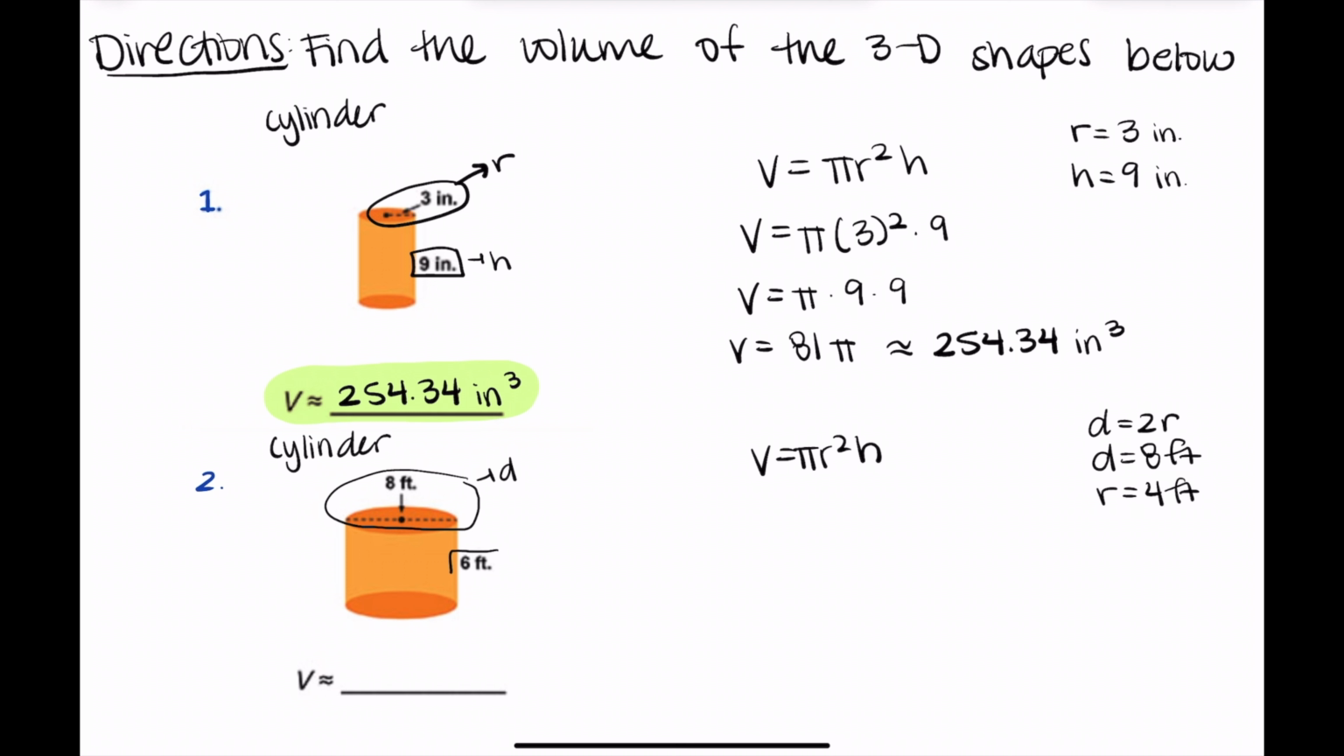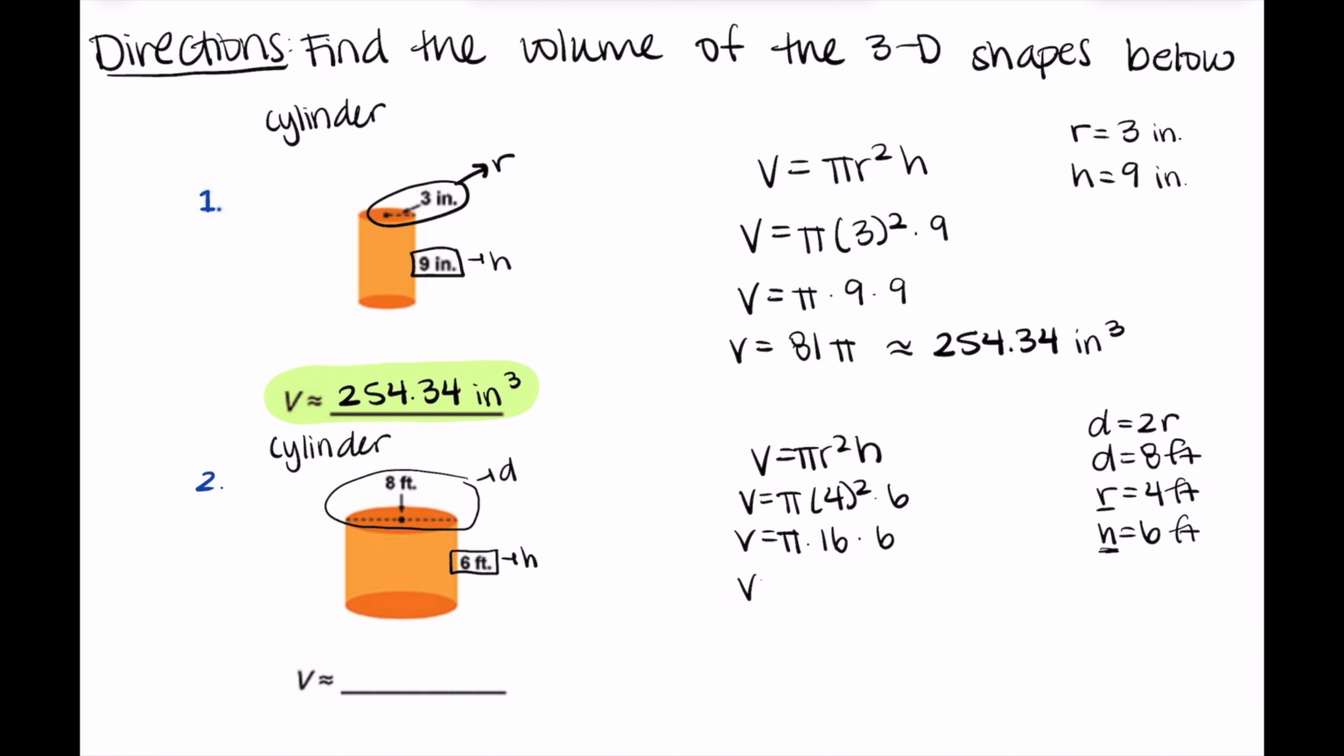Now for the height, that's easy to see. Our height is 6 feet. So now that we know what value is assigned to each variable, we can go through and plug in and solve. So we know that V would equal pi times our R was 4, so pi times 4 squared times 6. We know that 4 squared would be 4 times 4, and we know 4 times 4 is 16.